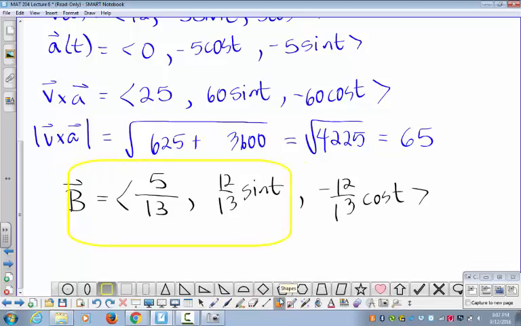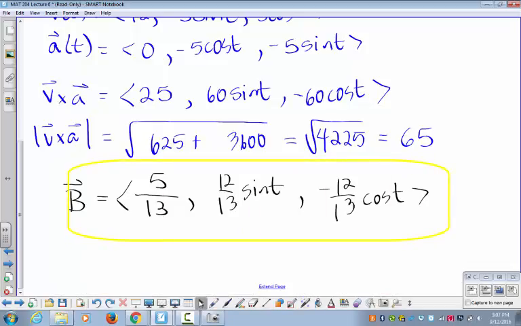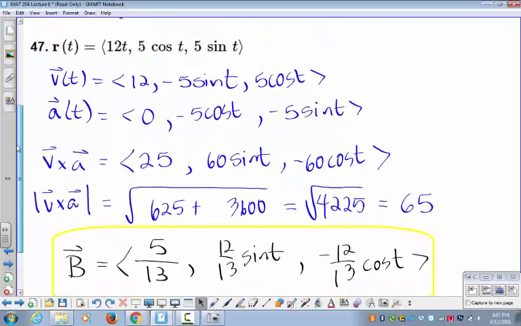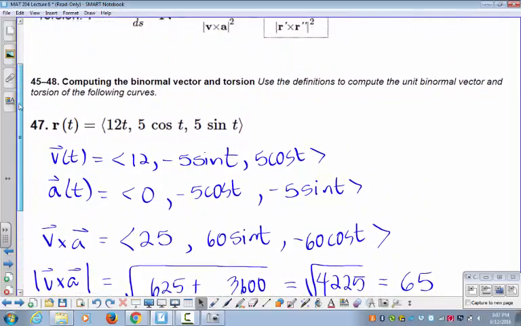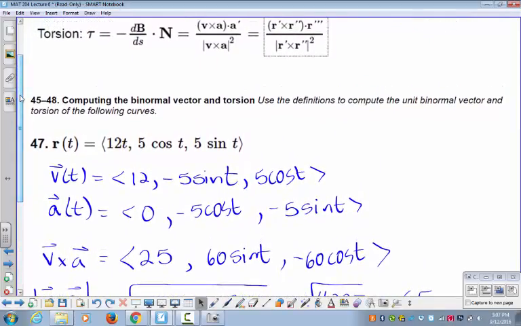Double check that it's a unit vector, at least in your head. 25 over 169, and then this will be 144 over 169. 25 plus 144 is 169 over 169, which is 1. All right, so there's the binormal vector, and we'll do one computation of torsion with that nutty formula there.